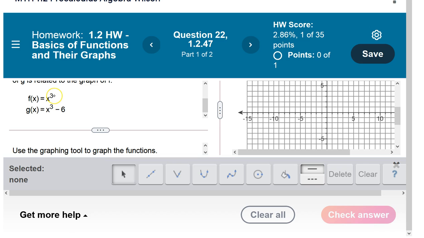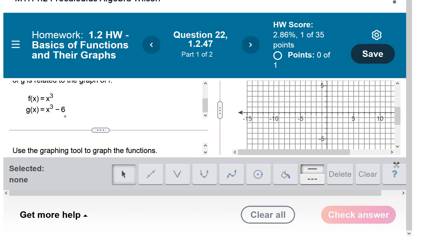But if you'll notice over here top left, they want us to graph x to the third, and then separately, but in the same xy axis, graph x to the third minus 6. Now, the first thing you need to do is graph this on paper by hand, honestly. I know it takes time, but it's easier to see what it looks like on paper before you try to use the graphing tool in MyLab Math.